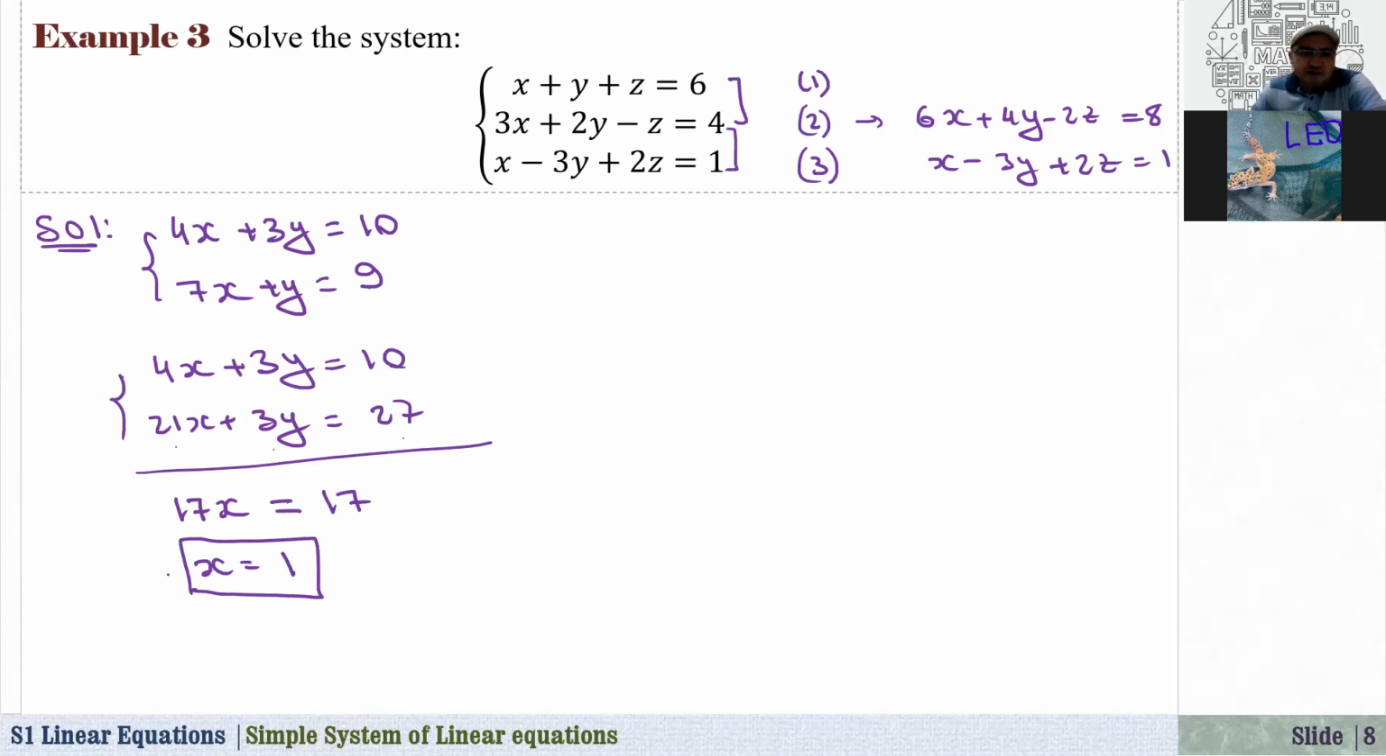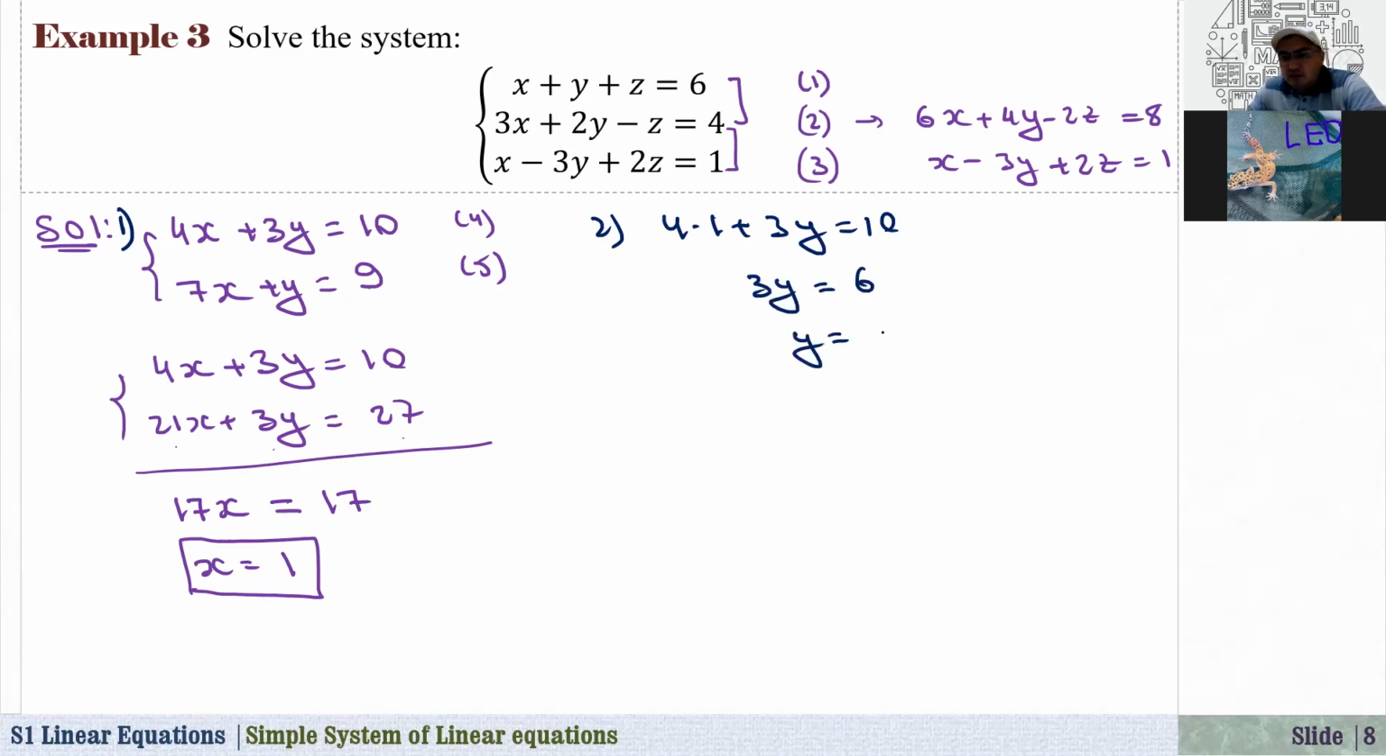So now if I substitute this into these equations, right? Let's say this equation is number 4, and this one is number 5. Into equation 4, I will get the value of y. So let me just change the color here. That's our first step. In the second step, here we have equation 4: x is equal to 1, plus 3 times y is equal to 10. So from here, 3y is equal to 10 minus 4, that's equal to 6. What is y? y is equal to 2, because 3 times 2 is equal to 6.